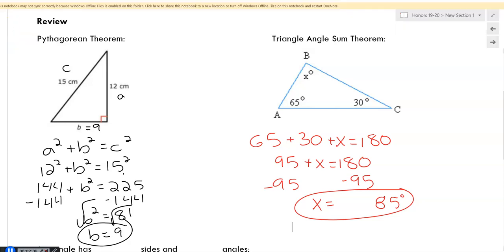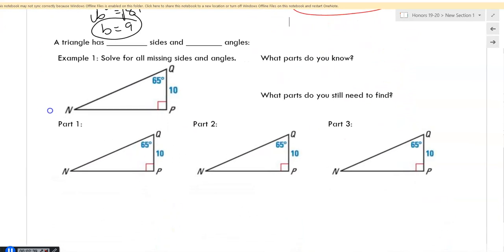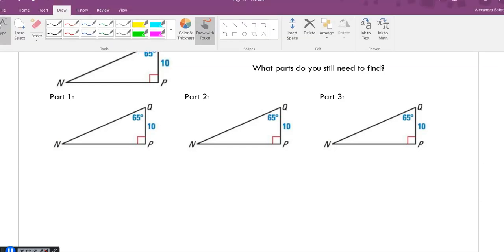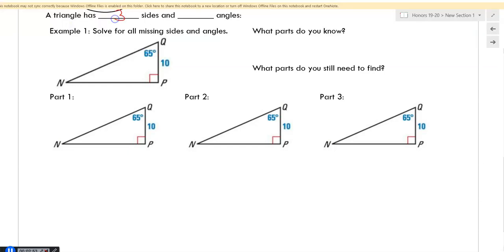All right, what we're going to look at today, actually, is solving a right triangle. If I'm solving a right triangle, I want to know every piece of it. So if we think a triangle has 3 sides and 3 angles, I want to make sure I know all 3 sides and all 3 angles. So here, what parts do I know? I want to look at my sides first. I know that QP is 10. So I know that side.